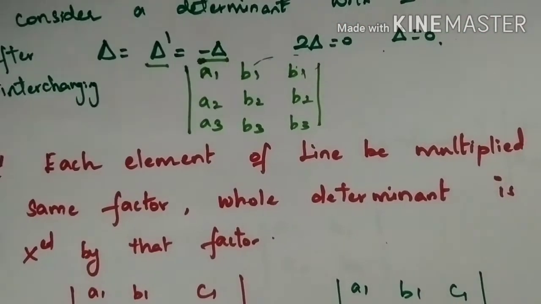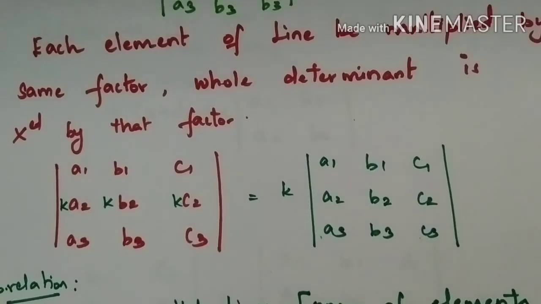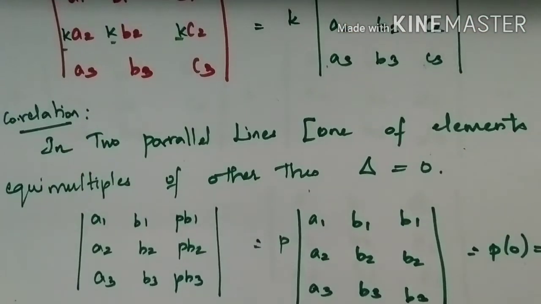Now let us move on to the fourth property. Fourth, if each element of a line is multiplied by the same factor, that means it can be a row or a column, multiplied by a value of k, then that value can be taken common outside the determinant. We can see the correlation of the fourth property.